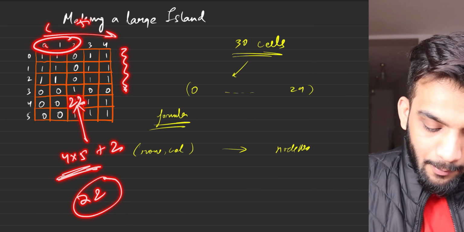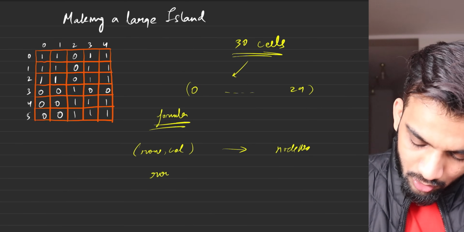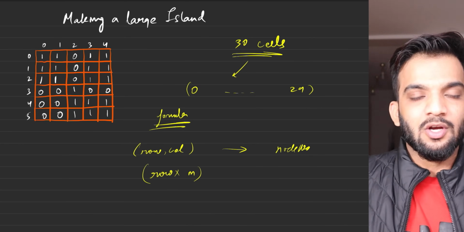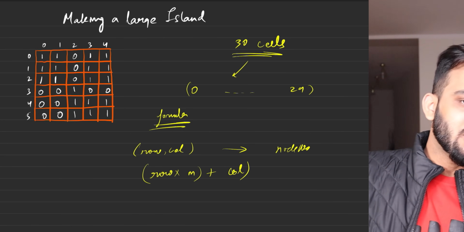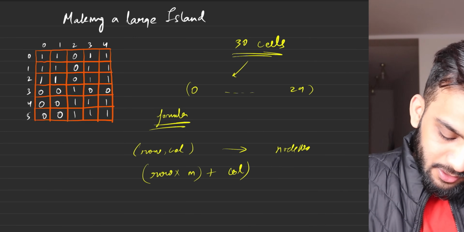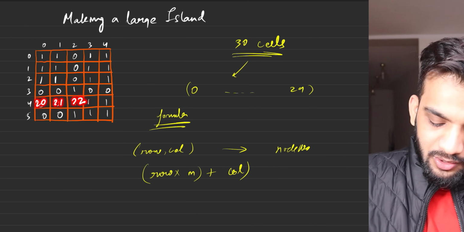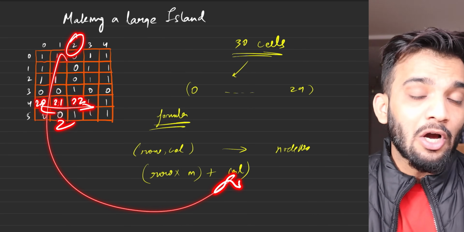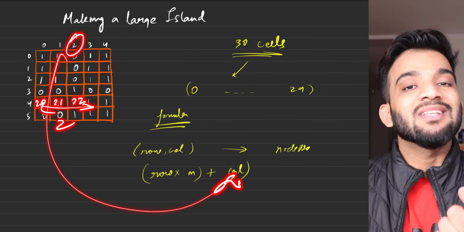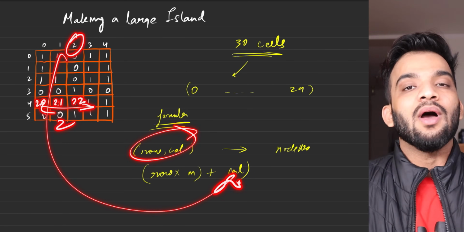Got it. So the formula is very simple. Row into number of columns, because those many cells have been traveled, plus the column. Like it is 20, 21 and 22, so you take the length 2 according to the column. So I figured out a formula to compute the cell number for a given row and column.